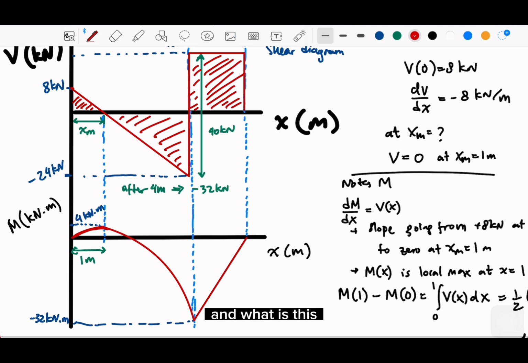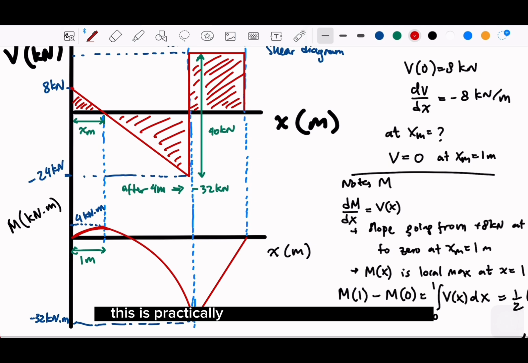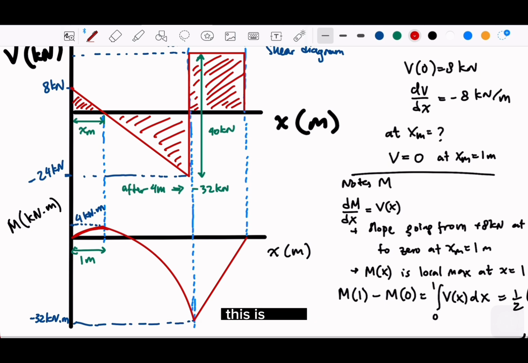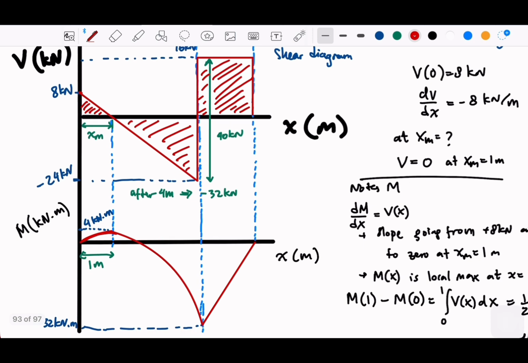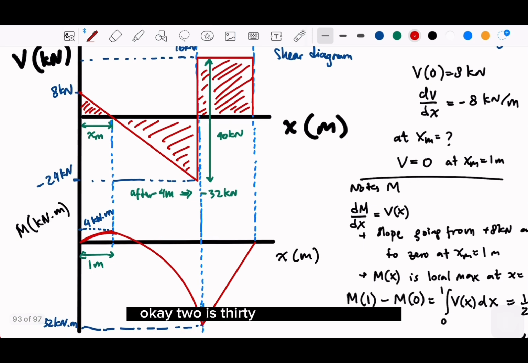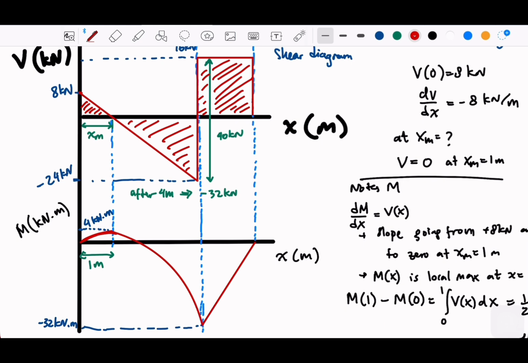And what is this? This is practically 16 multiplied with what? What is the distance? I forgot. Distance is 2. Okay, 2 is 32 kilonewton, right? So negative 32, practically getting 0, okay?